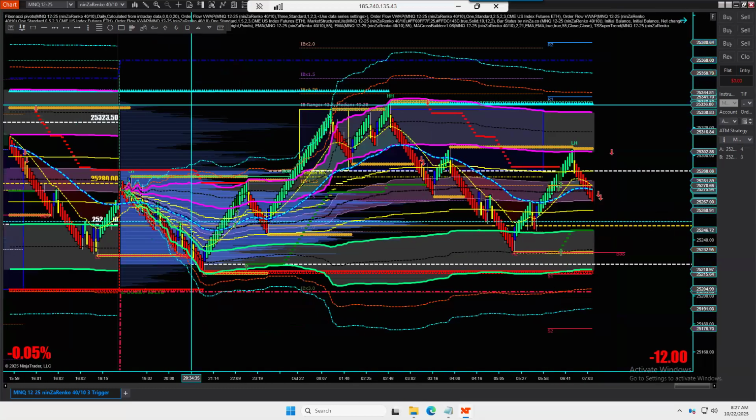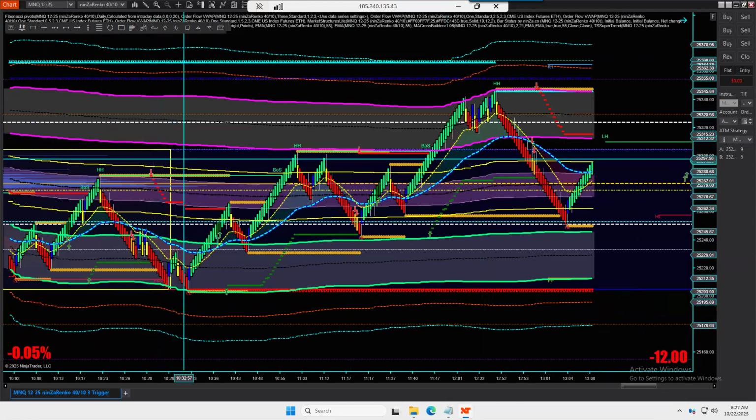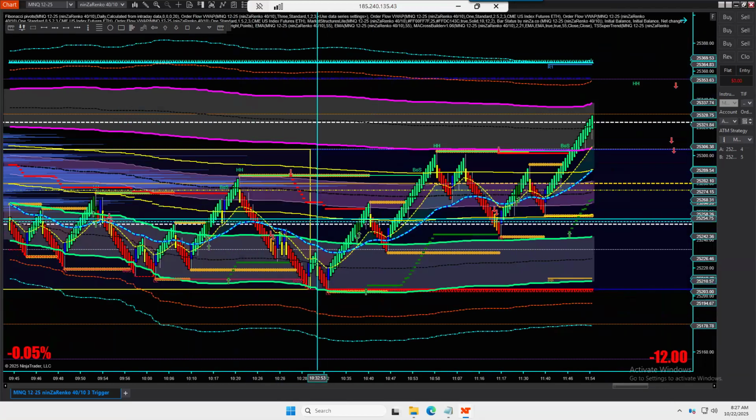Really pathetic. Look at this. I mean, there's really no volatility in the markets. You have more volatility in gold than you do on M and Q, to tell you the truth. There's the opening right there. So we're just ending at 10:30.